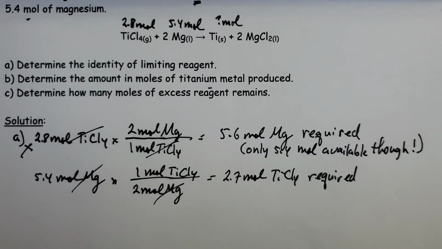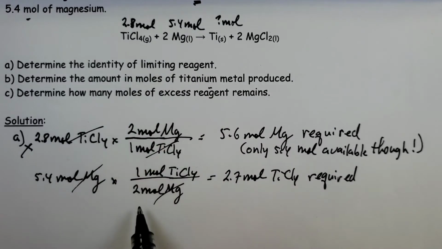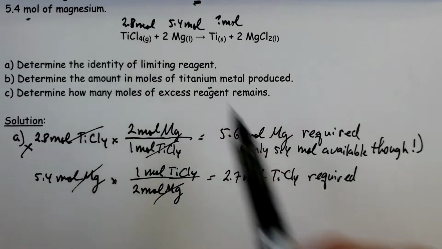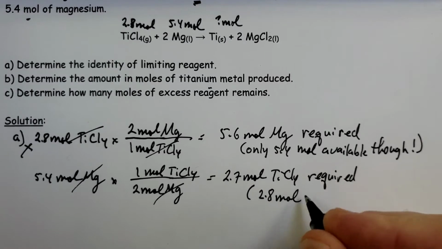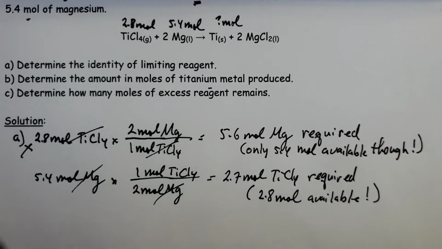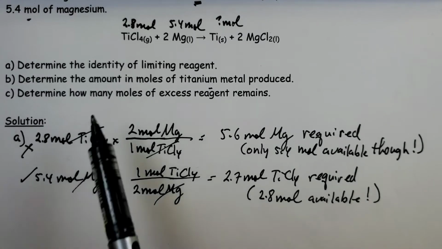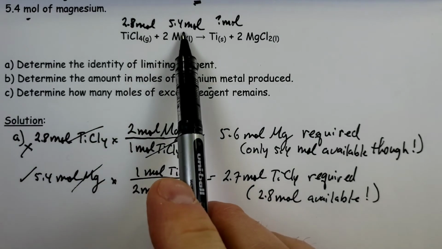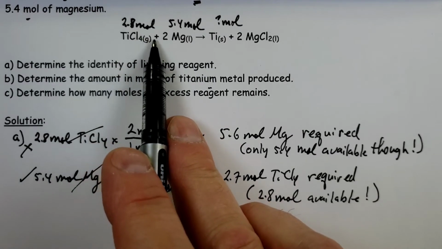So that means logically that the reverse step must work. If I try to use up all the 5.4 moles of magnesium, I need 2.7 moles of titanium tetrachloride. I've got 2.8. So that one does work. That's the method I'm going to use. And we could actually do part C right now. We know how much extra we're going to have. 5.4 requires 2.7, but we have 2.8. So we can figure out part C right now.